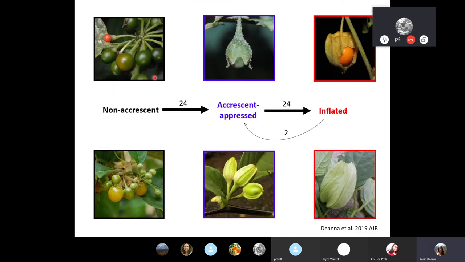So here's a summary. You can see how the calyx follows a stepwise evolution from non-accrescent to accrescent appressed, from accrescent appressed to inflated, with 24 changes to an accrescent appressed calyx, and also 24 more shifts to an inflated calyx, with only two reversals. So this frequent evolutionary shift in calyx morphology and the repeated origins of inflated calyxes in Physalideae provide a strong foundation for future studies testing the influence of these traits on diversification rates. So this is the next step, to estimate the diversification rates.